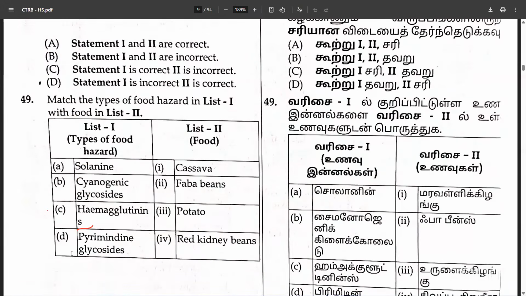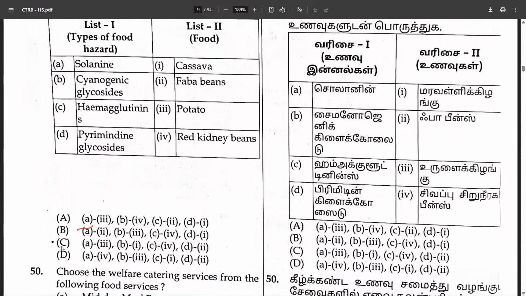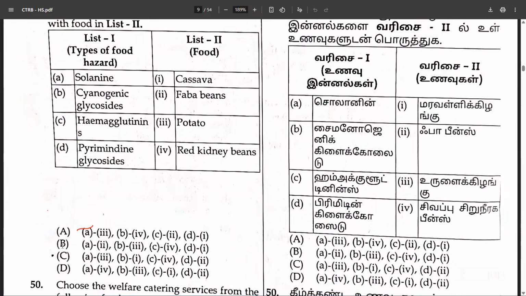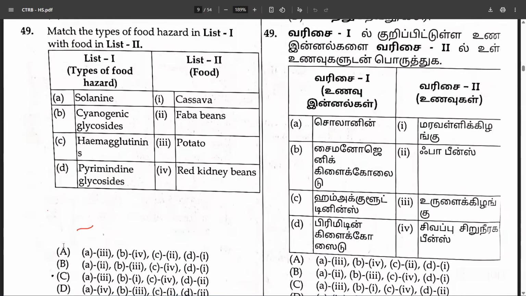Coming to the next question, the 49th question is asking you to match the types of food hazard with the foods. We know the first one is very easy, so let's see if we can reach the answer with the first one. Solanine is a food hazard in potato. We have seen that potato can turn green in color, so we don't use it.